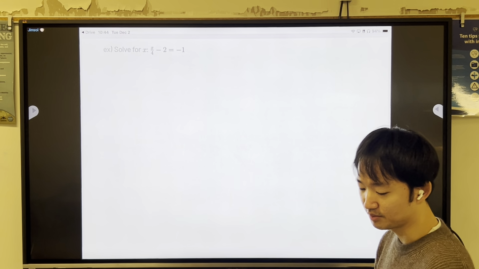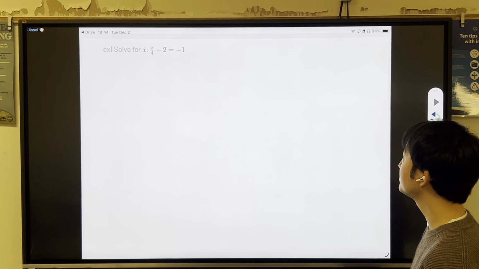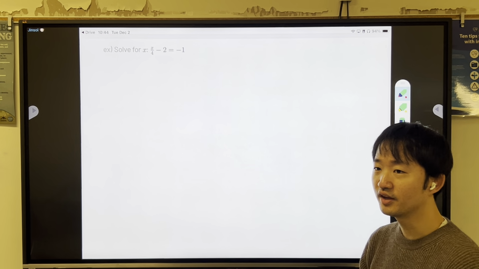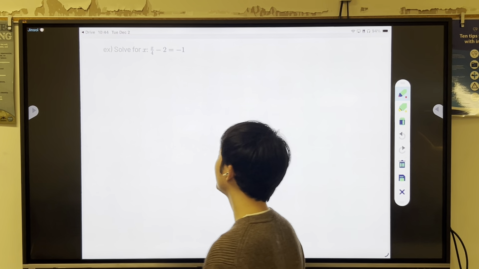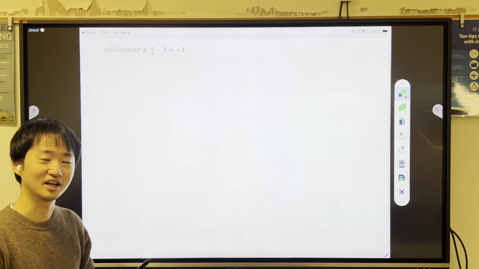Let's try the second example question. Solve for x. This time you have x over 4 minus 2 equals negative 1. So once again, we think about the order of operation. Imagine that you're x here, and what is the first operation that is being done on x?